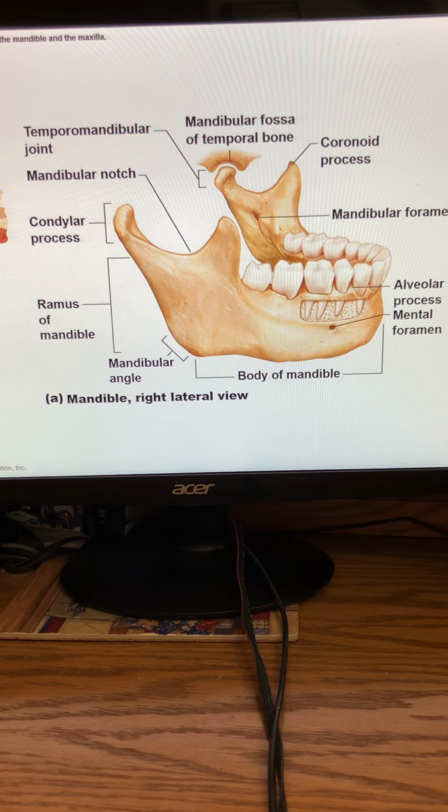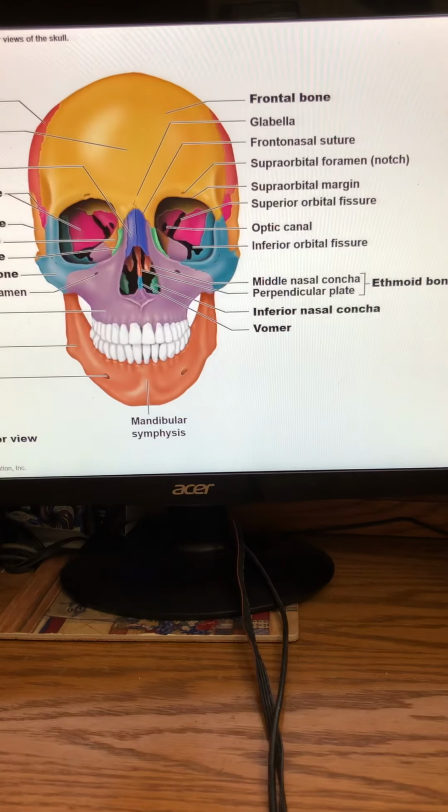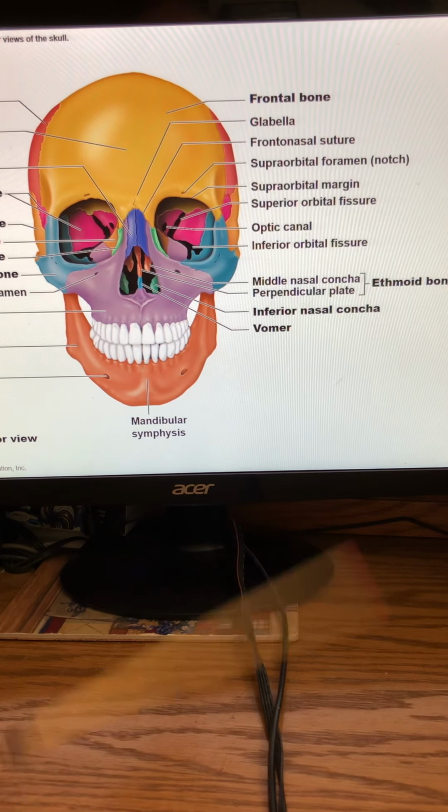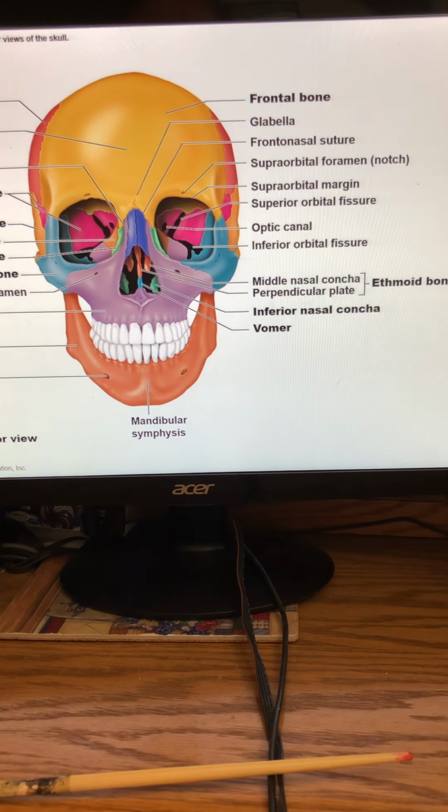So that's basically everything with the mandible. Going back to another thing so you can see it from the front, there is, in this particular textbook, the mandibular symphysis, but your lab book has a different name for it, and I have to go look that one up because I haven't remembered that, and it is called the median.